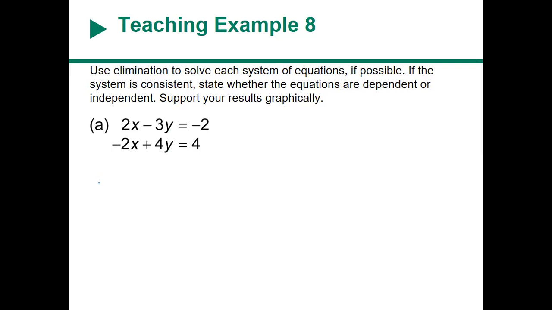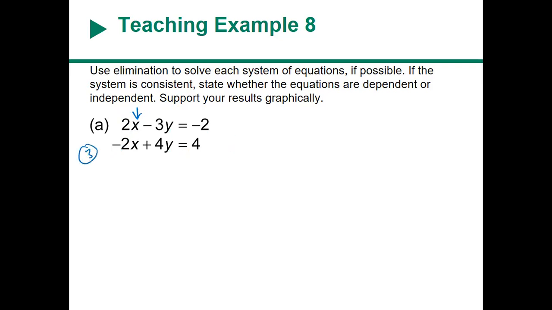So the first thing you want to do is identify which variable you want to eliminate. So we're going to eliminate x. Why are we eliminating x? It's because it already has coefficients that are opposites of each other, yes? So therefore we don't have to do anything else. Steps 1 and 2 are good to go. I don't have to multiply, I don't have to manipulate. I'm good to go as far as combining.